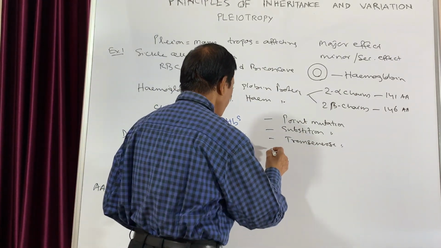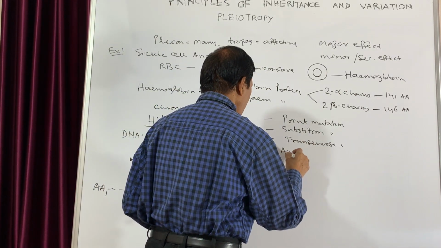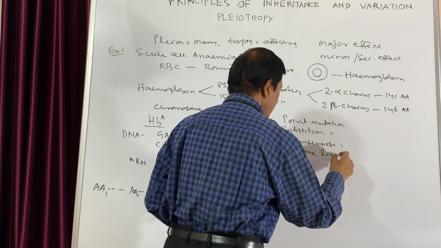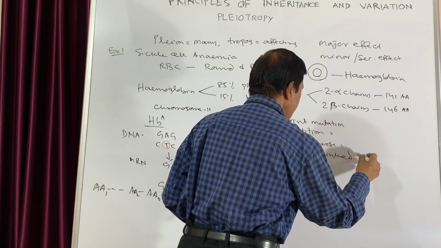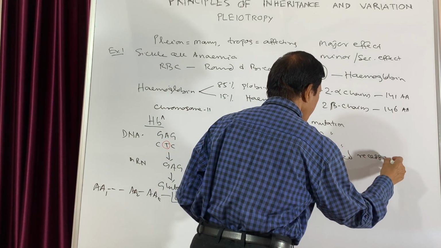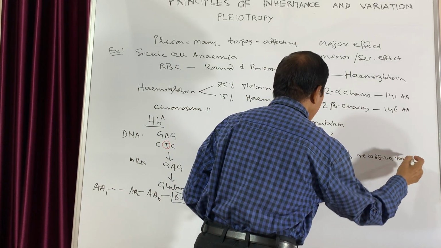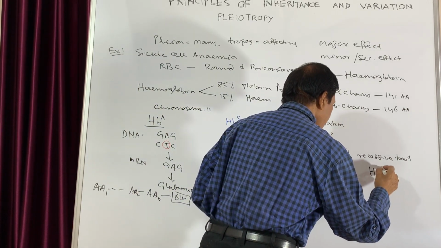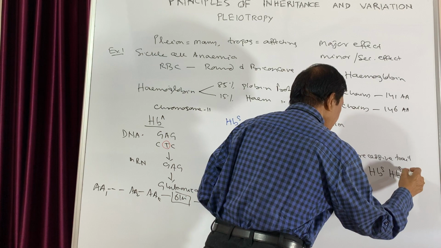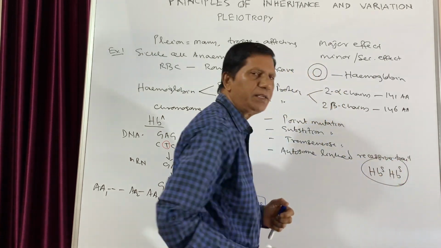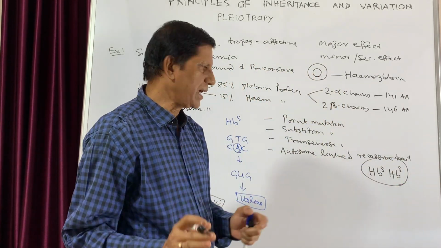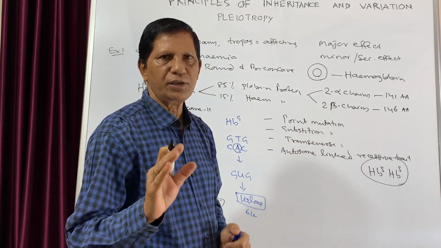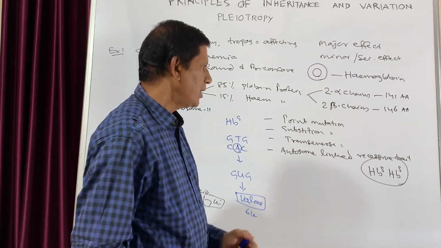And also it is an autosome-linked recessive trait. That means when the character is present in the double recessive condition, then the person who carries this double recessive will suffer from sickle cell anemia.